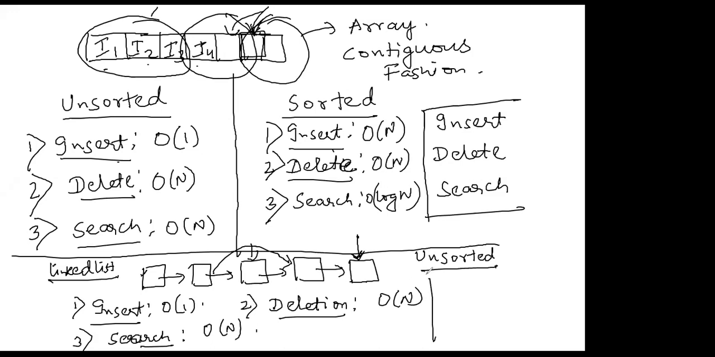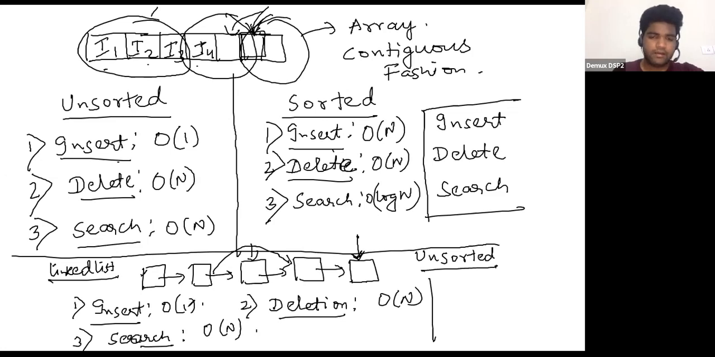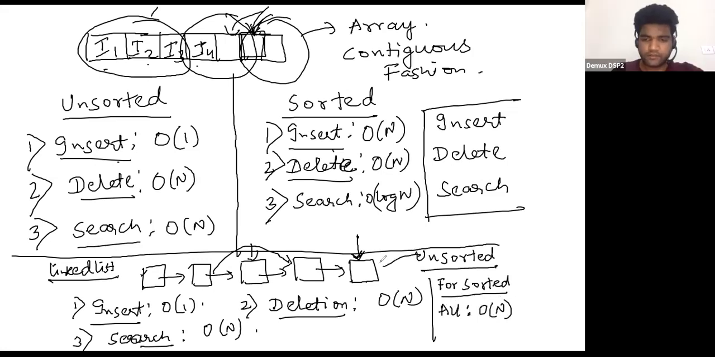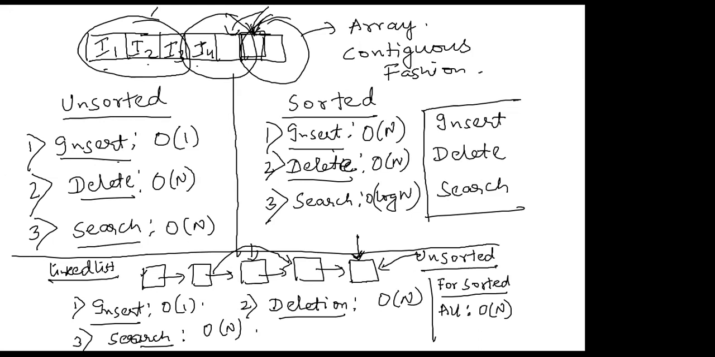So all these are for unsorted. What about the sorted version? Insertion will take order n, then everything will be order n for a sorted linked list, right? The searching can be log n again. No, sir. Can you do binary search on a linked list? Oh, no, sir. Nothing can be done. So this is for the unsorted and this is for the sorted. For a sorted linked list, everything will be order n.